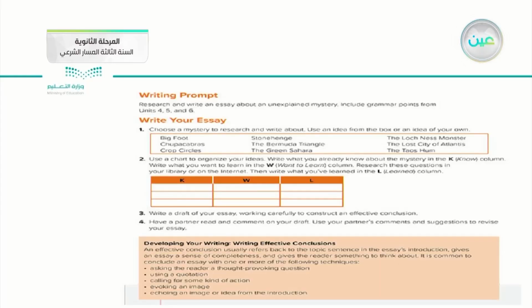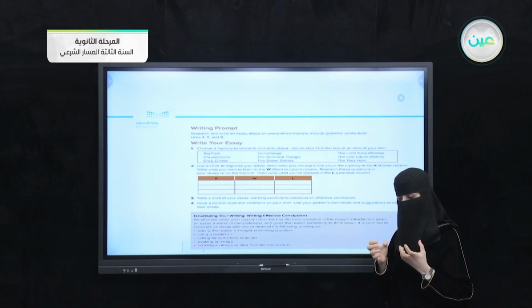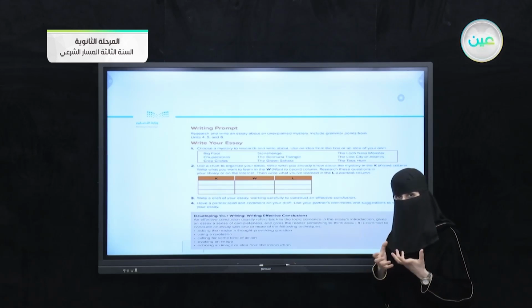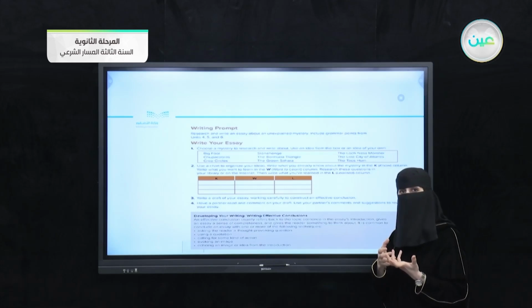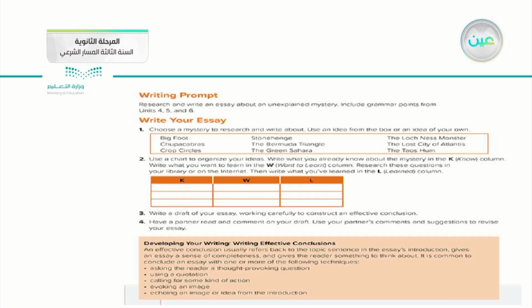What do you mean by an effective conclusion? If you have an effective conclusion, it means that the readers of your essay still want to read, still want to focus. They want to know what the end of that essay is. Okay, excited about the end.